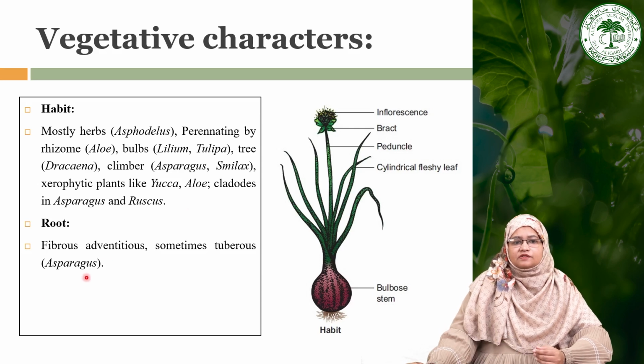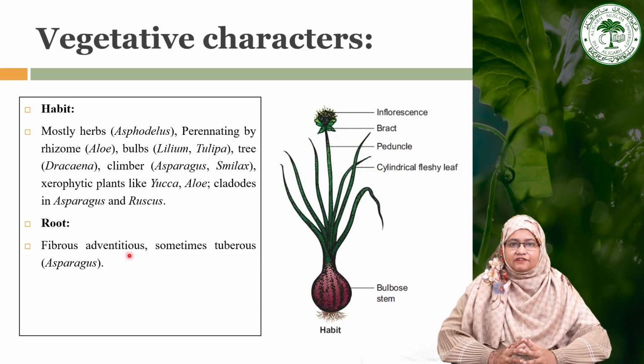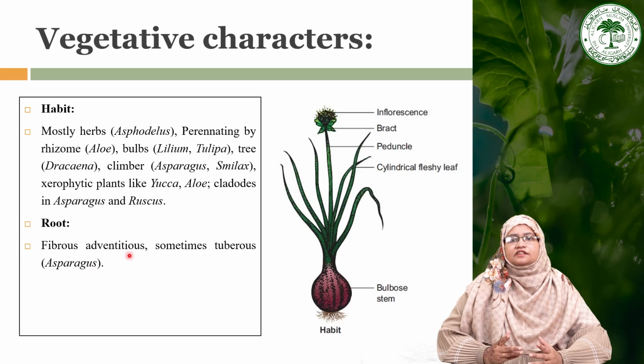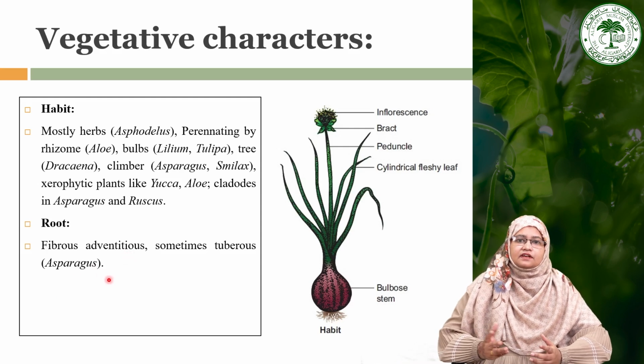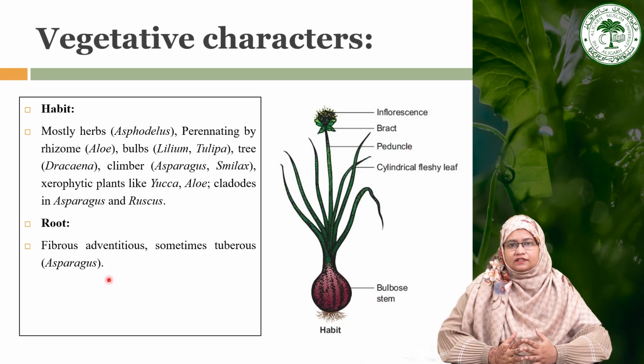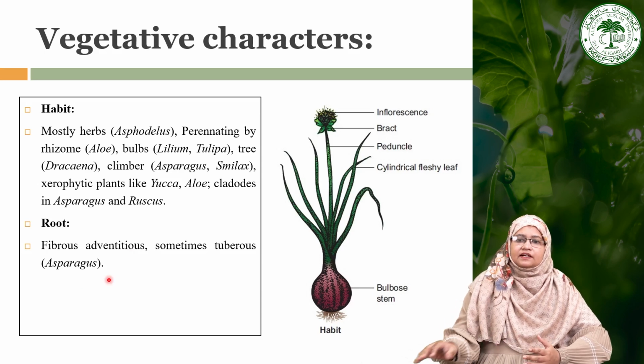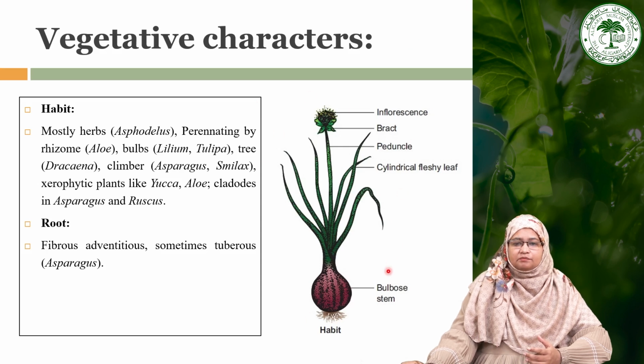The roots of this family are fibrous adventitious roots, and they sometimes become tuberous, as in asparagus, which is edible in nature. So in general they have quite a varied habit. This image shows the habit of a typical plant of the family Liliaceae.